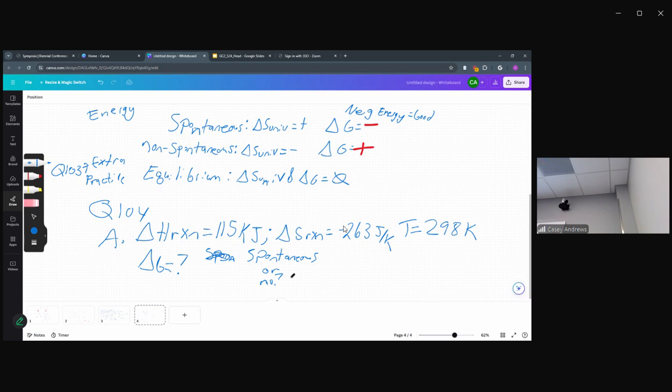It does not matter if Gibbs is in joules or kilojoules, as long as you are consistent with your calculation.